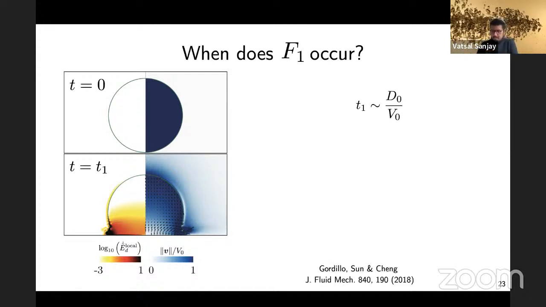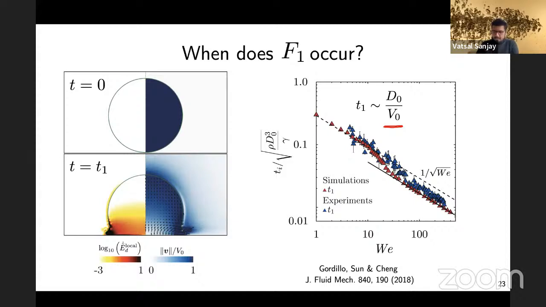So what sets this T1, which is interesting. It's basically set by this inertial time scale, that is d naught over v naught. And in this plot that I'm showing you here, instead of compensating this time with this inertial time scale, I chose to compensate it with the inertial capillary time scale, and the reason for that will become clear in the next slides. But for now, let's see what happens if we have this time compensated with this inertial capillary time scale. Then this T1 scales basically as 1 over square root Weber in these time units, and that you see very nicely is depicted in this plot over here.